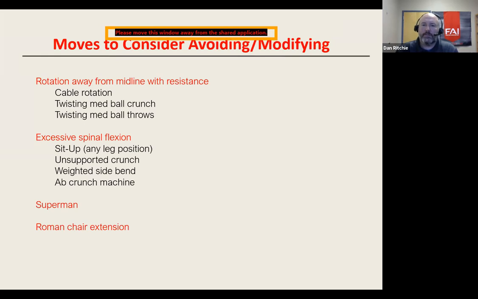Any sort of excessive spinal flexion, sit-ups can definitely be problematic. Unsupported crunches, so like laying off a bench. So the bench is here, but you're laying off of it, or laying off a stability ball. A weighted side bend, a lot of ab crunch machines cause excessive spinal flexion. Supermans, we like bird dogs a lot better. And then of course the Roman chair extension for sure can aggravate some people, where you're hanging over that thing and extending up, right? That can definitely cause some issues.